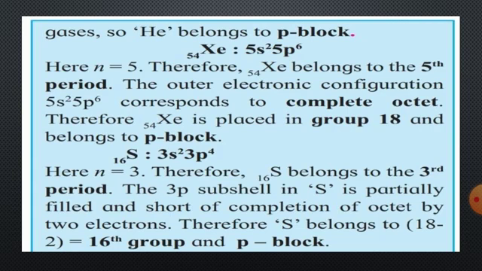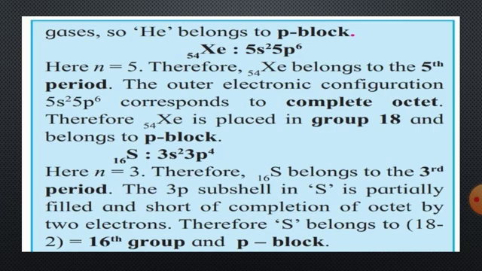Now next one is xenon, whose atomic number is 54 and its outer electronic configuration is 5s2 5p6. Here you see how many shells are present? 5. So n will be 5. Therefore xenon belongs to the fifth period. Whatever the number of shells, the element belongs to that period. So here how many shells are there? 5. So xenon belongs to the fifth period.